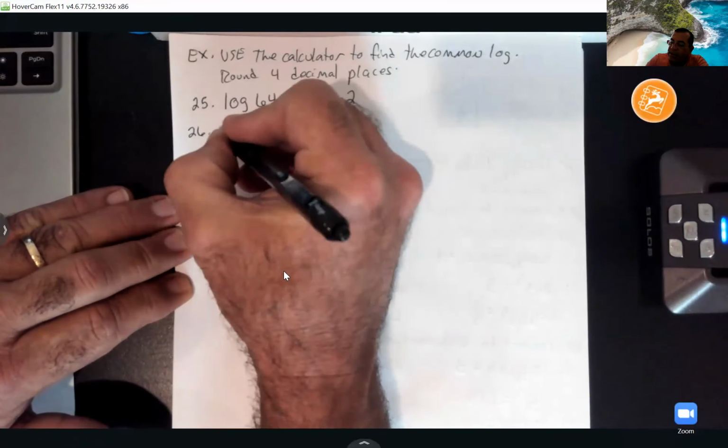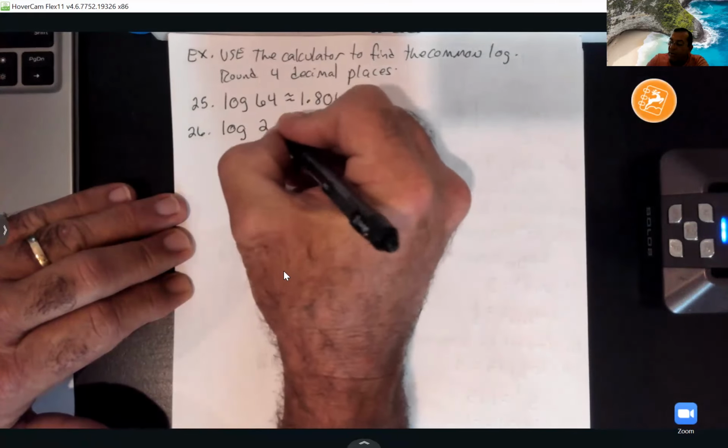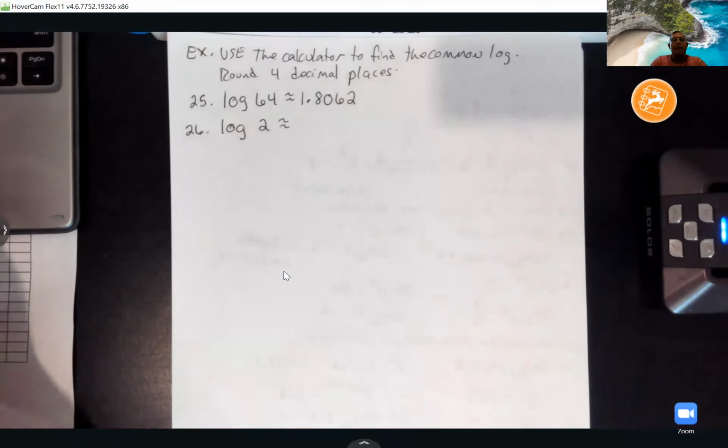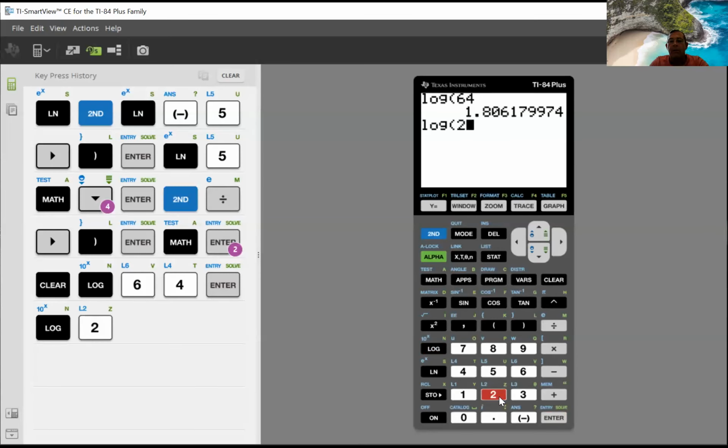All right, 26, they got a log of 2. So let's round that to 4 decimal places. So we'll go find our calculator again. Log 2. And y'all, I doubt we're doing this kind of stuff in our head. So you got to have a calculator for this part of this class, okay? Because we just can't do logs in our head.